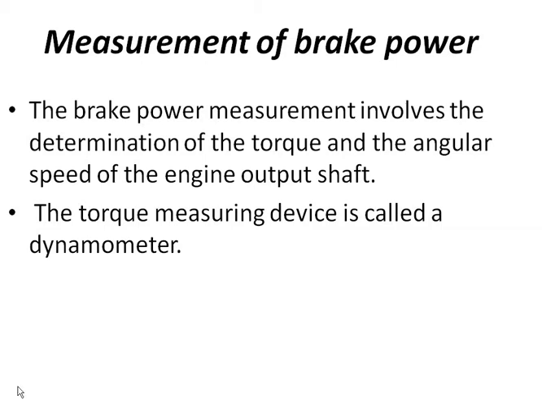Now is the measurement of brake power. Brake power, as in the earlier video, is the power that is available in the shaft. The brake power is measured by using a dynamometer. Therefore, the brake power measurement involves the determination of the torque and the angular speed of the engine output shaft. The torque measuring device is called the dynamometer.